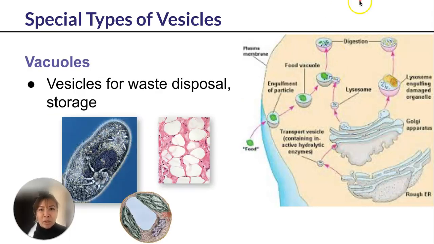And the last type of vesicle we're going to talk about are vacuoles. And so vacuoles are larger than lysosomes. They're larger vesicles that we can use to store things in, such as liquid, different types of food content, and it also can be used to store waste disposal. So we saw the vacuoles when we were talking about plants, but you can actually observe some vacuoles in animal cells as well.